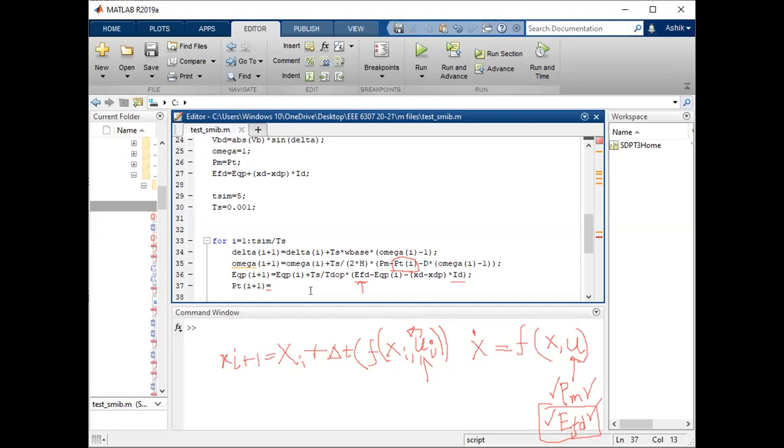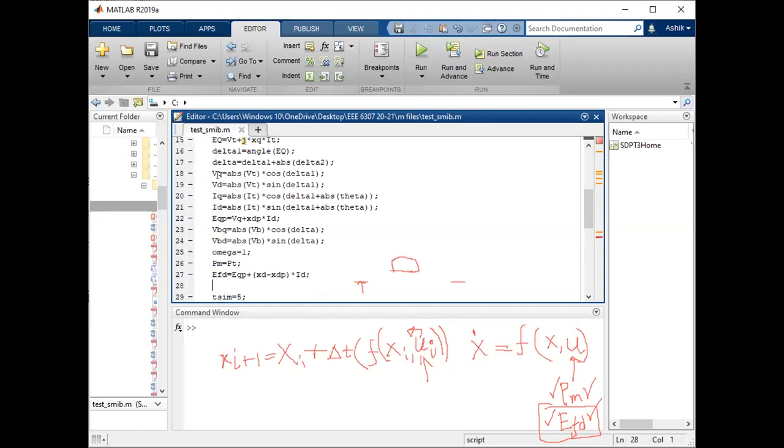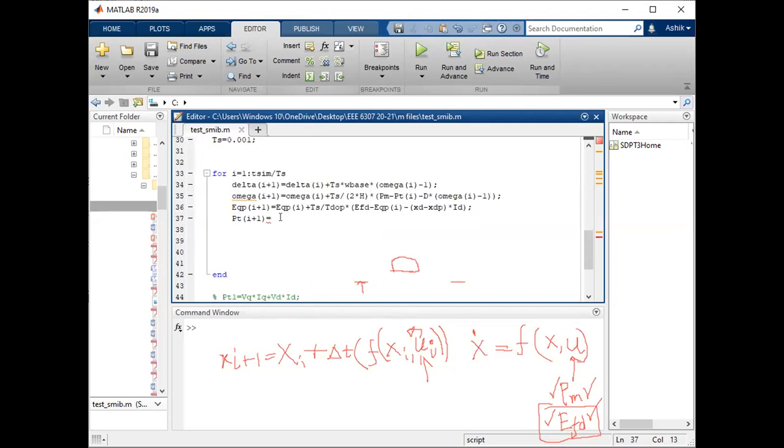PT, we found it was VD ID plus VQ IQ. Okay, this was the expression that we found. So we leave it for the time being as it is. Then we will come back whether they should be indexed or not. And what is ID? ID is EQ prime, but EQ prime is indexed. So we have to include the index because EQ prime is one of the state variables.